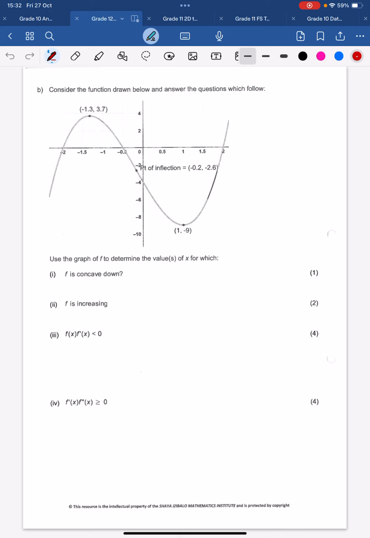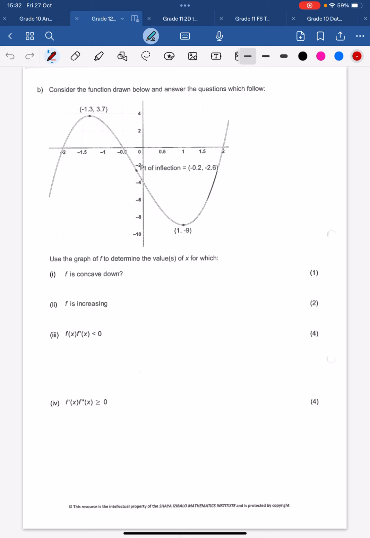All right, so for this one here, it says consider the function drawn below and answer the questions which follow. Now, what is interesting about this question, and I just got this from a colleague, I'm not actually sure where it came from. It's not like a past paper, but I just think it's a really nice question to look at. So they haven't given us the equation of this graph, right? They just are giving us the picture.